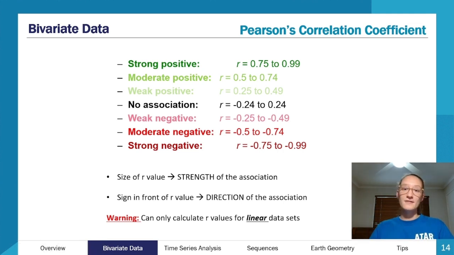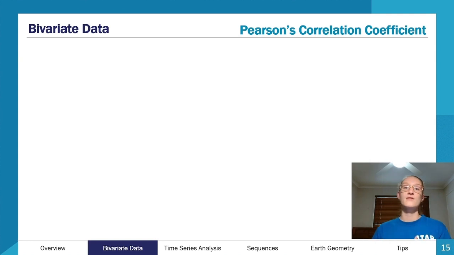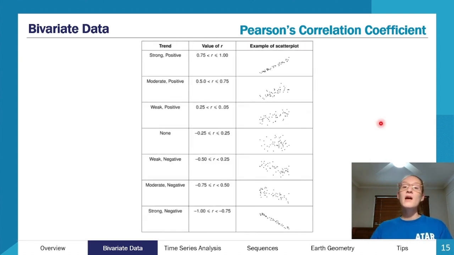And again, just to further flag that warning there, we can only calculate R values for linear data sets. Because if it's a non-linear data set, for example, like a parabola or an exponential curve, then the R value isn't helpful, because Pearson's correlation coefficient is only for linear data, which is why it's important to do a residual plot if you're unsure. But to come back to what I was just saying before, this table actually illustrates it quite well.